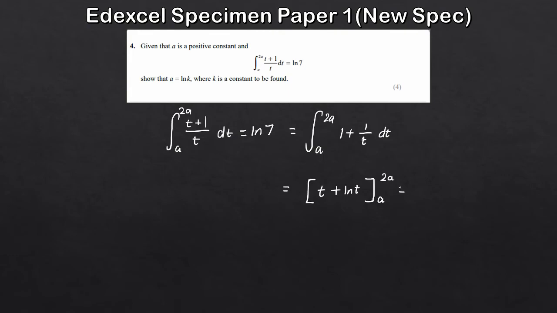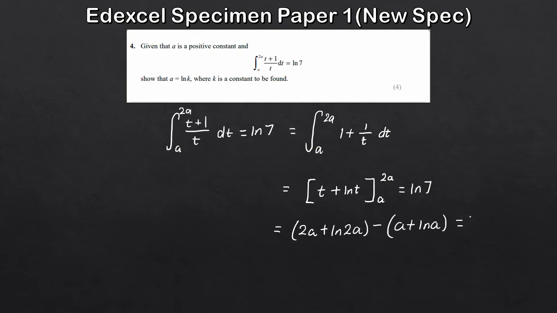Now we know this whole expression here is equal to ln 7. So all I need to do now is consider subbing in my limits, doing a bit of simplifying, and then seeing what value we get for a. Okay, so that's the idea here. We just want to see what value we get for a. So plugging in the limits now. So this is going to be 2a plus ln of 2a. Okay, so that's my upper limit. We subtract the lower limit off, so minus a plus ln a.